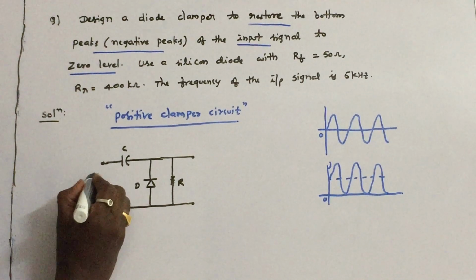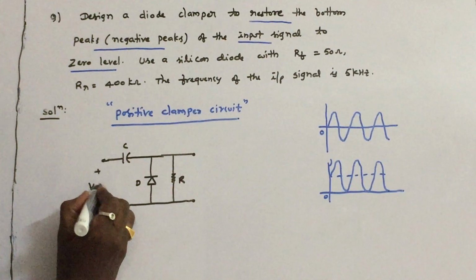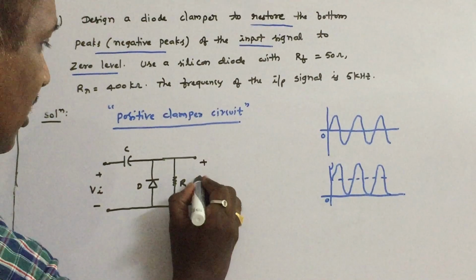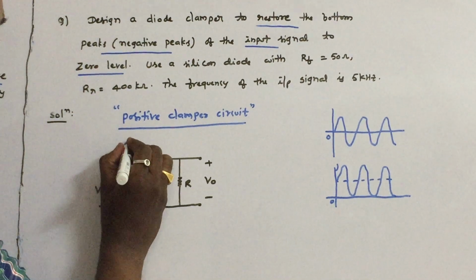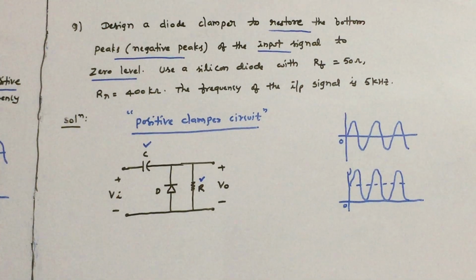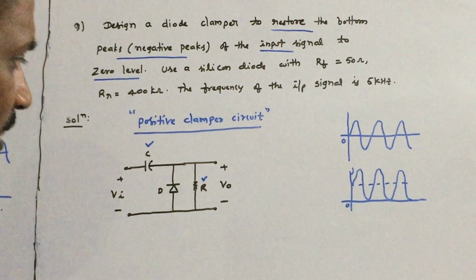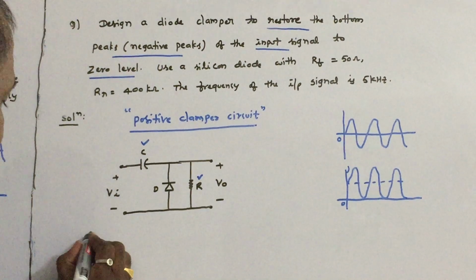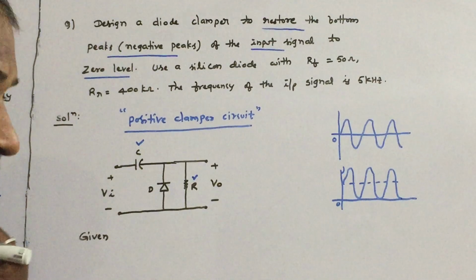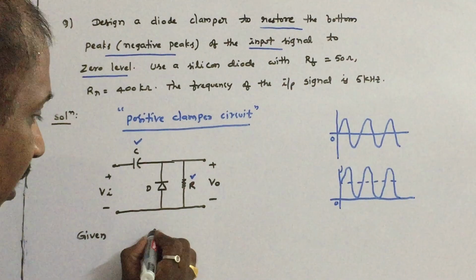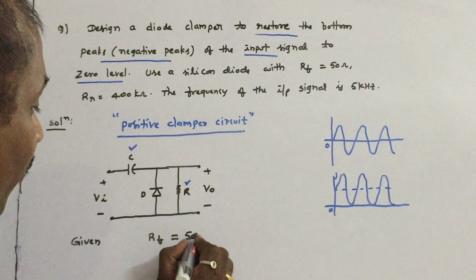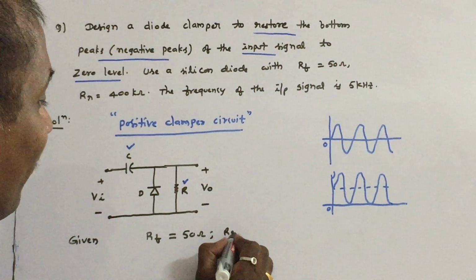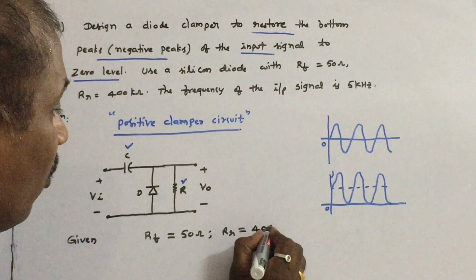So therefore here this is the input voltage Vi. So this is the output V0. So this is the circuit we have designed. So in this circuit we just have to find out the capacitor value and resistor value, just substitute and the answer will be over. In the previous problem it is not given, so we assumed RF and RR. Here in this problem RF is given as 50 ohms, RR is given as 400 kilo ohms.